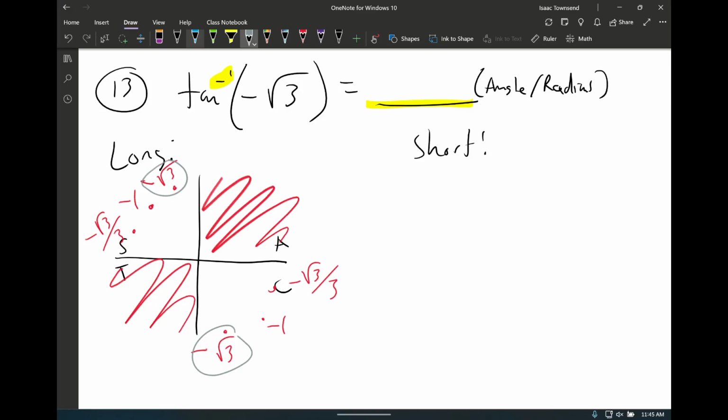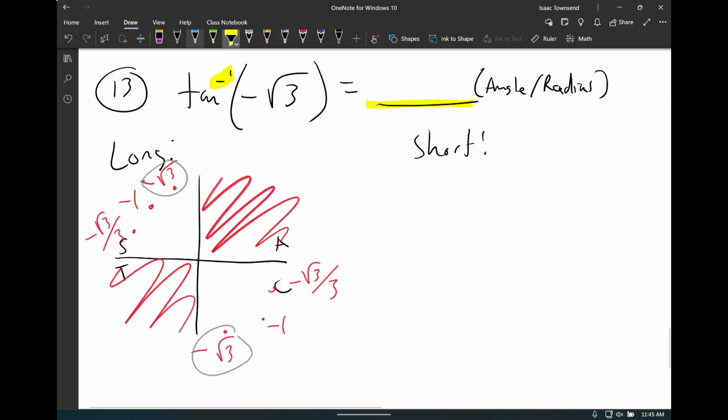So the guess and check, sine divided by cosine, sine divided by cosine, until you stumble upon the two places where tangent is negative square root of 3. Now one nice thing is at least tangent values are the same directly across. So as soon as you find this one, you know this one as well.